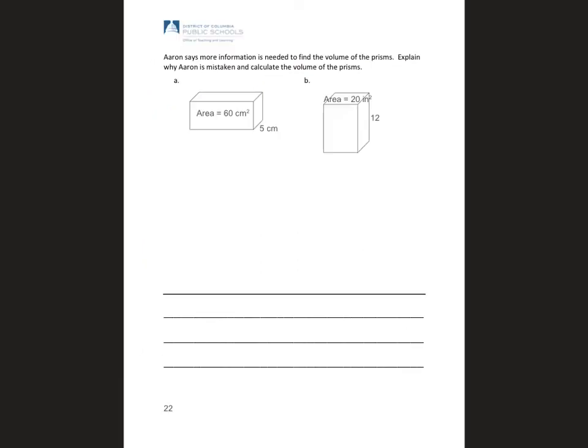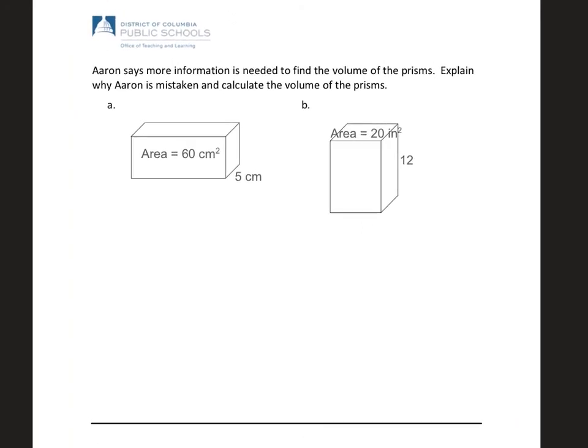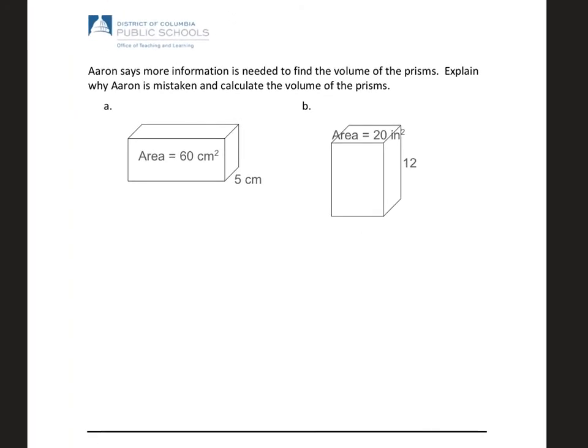All right. Last page. Okay, so Aaron says more information is needed to find the volume of the prisms. Explain why Aaron is mistaken and calculate the volume of the prisms. So this goes back to what they were saying on the first page, right? If you know the area of one of the faces, and you also know the third side that you need to calculate the volume, then you can still do it, right?